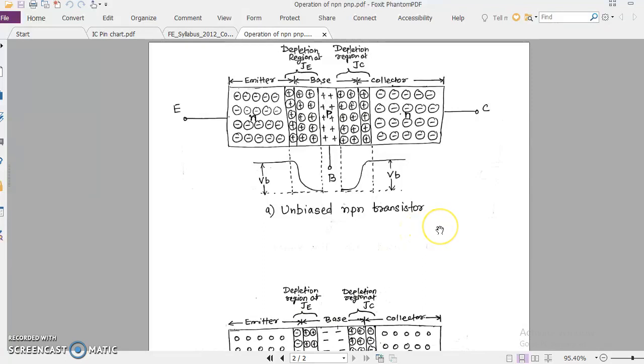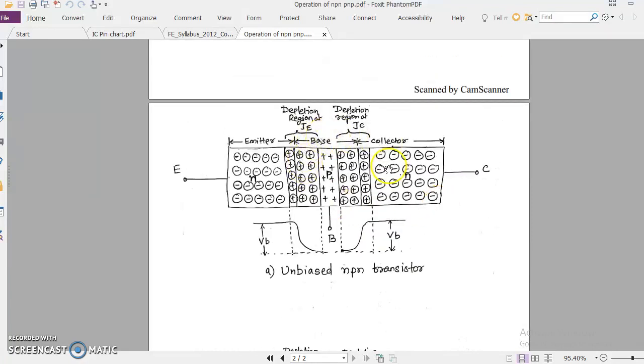condition. That means if we are not applying any voltage across emitter to base and base to collector junction, what is the depletion region at both the junctions and how the majority carriers are there in this unbiased condition of transistor, we'll see here in this diagram.